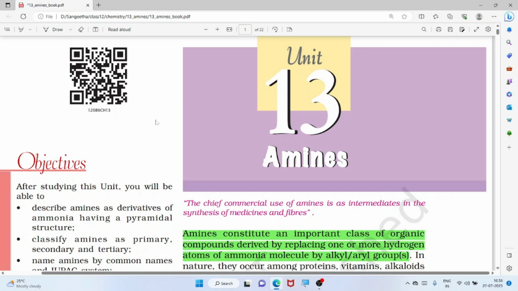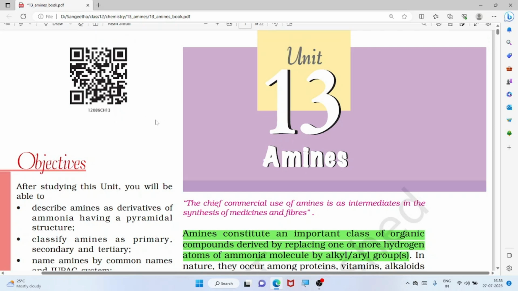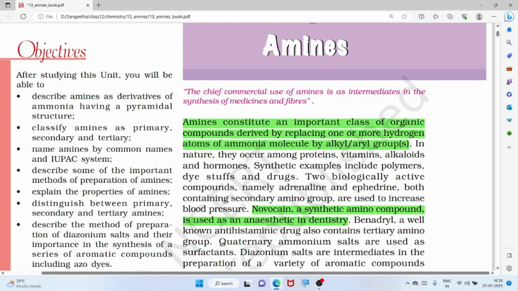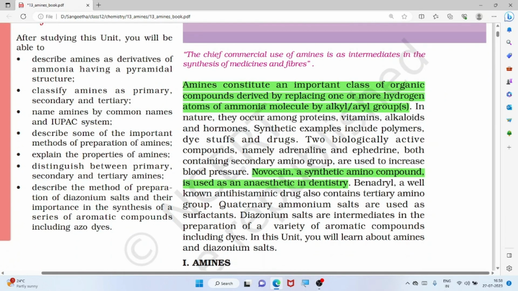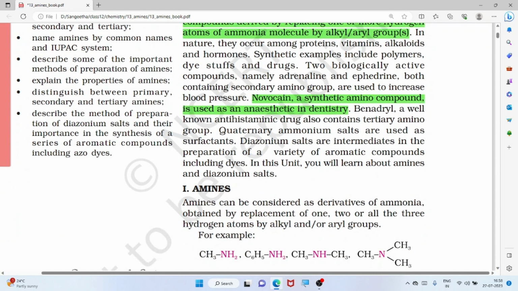Okay, we will go through some important points in the class 12 chemistry chapter 13, amines. Amines constitute an important class of organic compounds derived by replacing one or more hydrogen atoms of ammonia by aryl or alkyl groups. Aryl means aromatic benzyl ring groups.